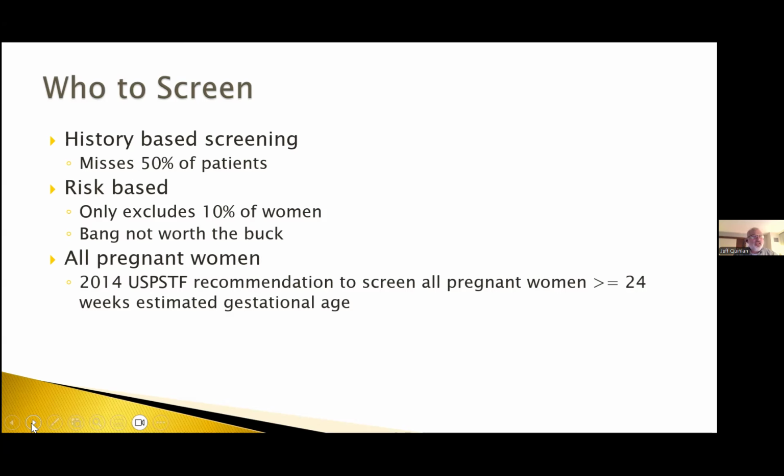There's also paradigms out there for risk-based screening. And the hard part is when you look at risk-based, especially as I mentioned previously, with the increasing rates of obesity in the United States, it only really excludes 10% of women from who you would have screened. And so really the thought is that it's probably not worth the bang for the buck there. And so that's why ACOG, American Diabetes Association, and USPSTF all now recommend screening all pregnant women over 24 weeks, and typically, as I mentioned, between 24 and 28 weeks of gestational age.